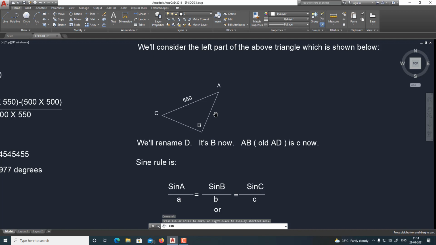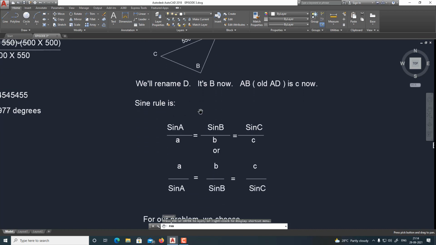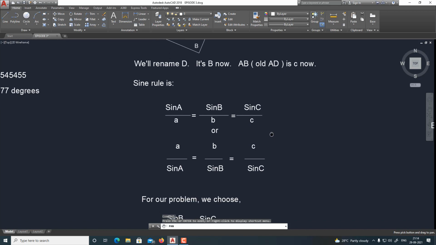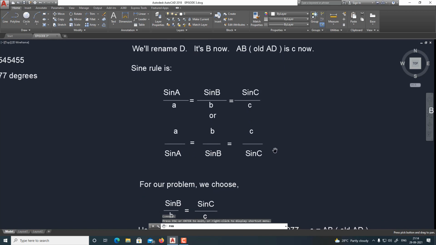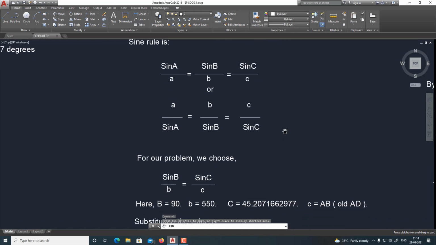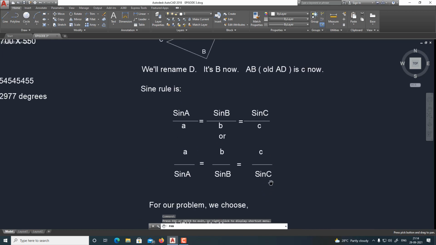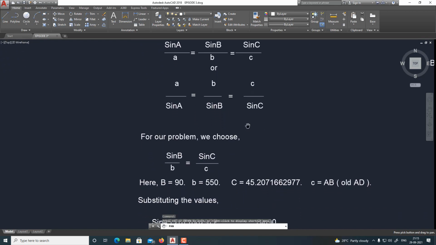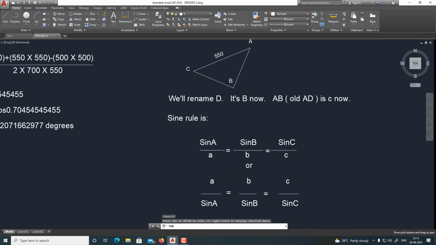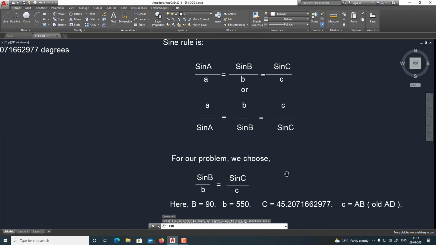The sine rule is sin A by a is equal to sin B by b is equal to sin C by c. For our problem, we select sin B by b is equal to sin C by c. Here B is 90 degrees. Small b is 550 because 550 is opposite B, and therefore we take b equal to 550.